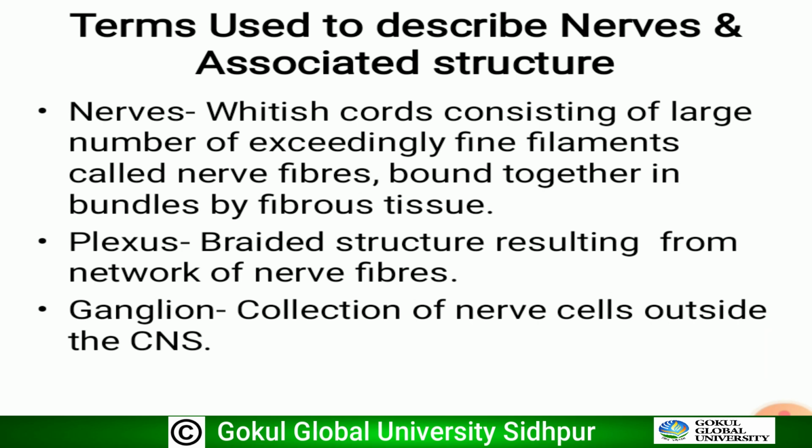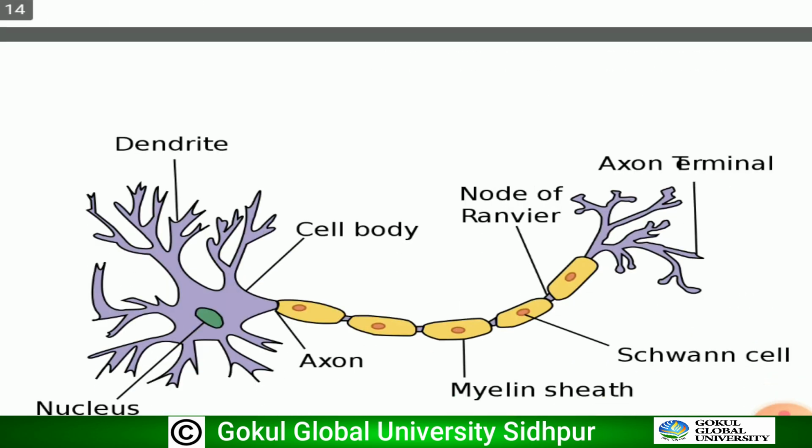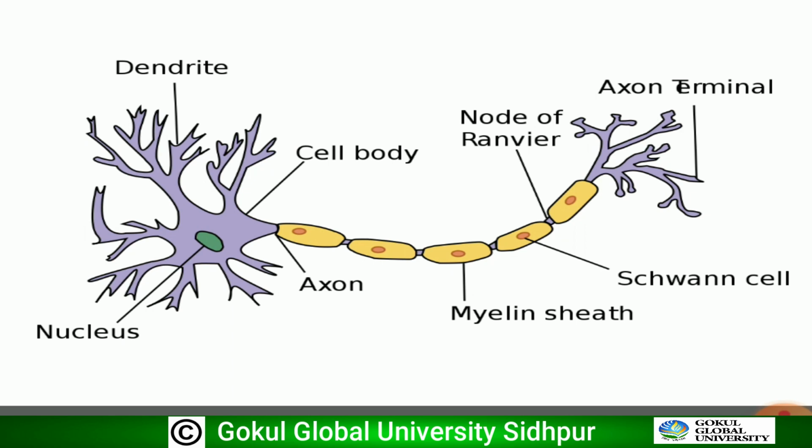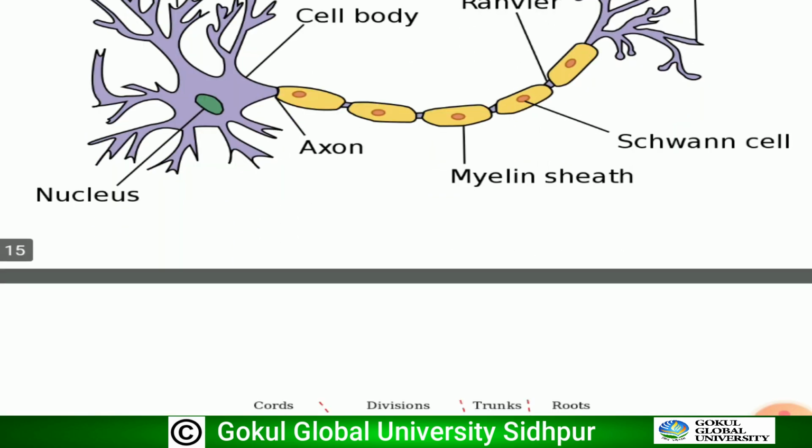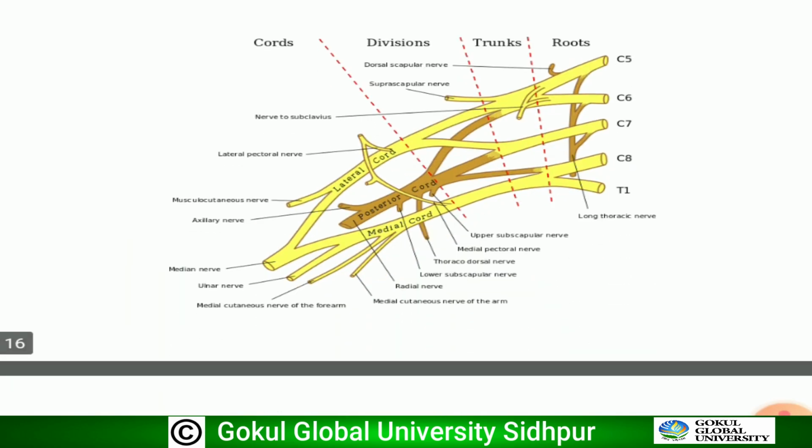Plexus, braided structure resulting from network of nerve fibers. Braided word meaning is ambodo in Gujarati, okay. It means network like structure. Brachial plexus, sacral plexus. Ganglion, collection of nerve cells outside the CNS. Neuron cell diagram. Brachial plexus.